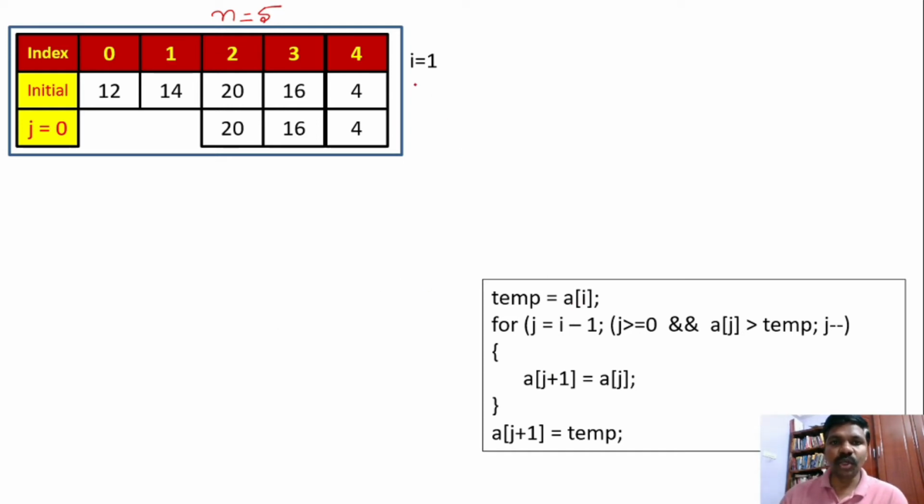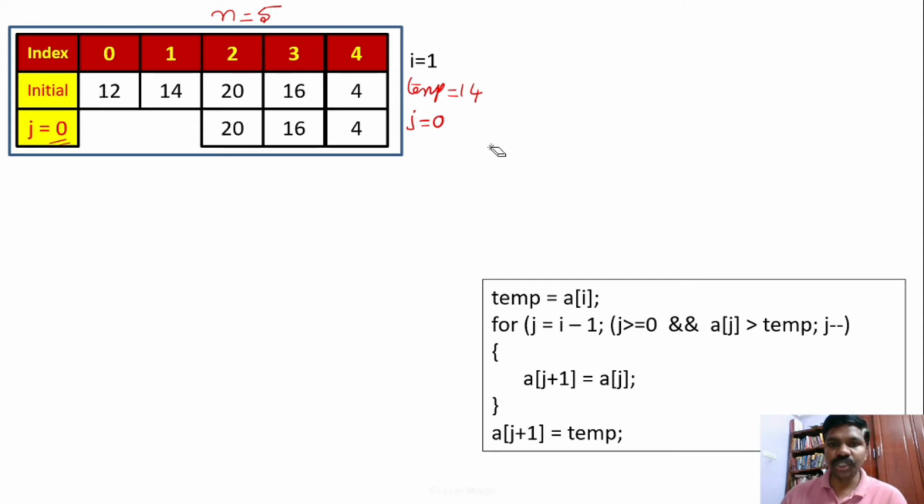Now here i is equal to 1. So my temp is equal to a of i, meaning a of 1, that is 14. For j is equal to i minus 1. What is i minus 1? i minus 1 means 0. j is equal to 0. So this is the case.